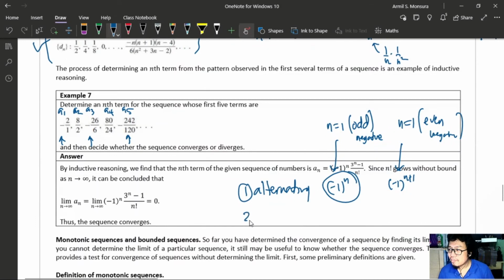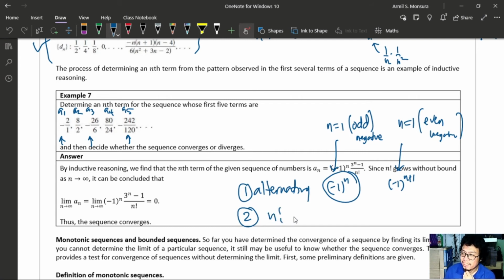Number 2, let's look at the numerator. The numerator is 2, 8, 26, 80, 242. You might have a difficult time finding a pattern for that one. But as you can observe, that number actually grows very large in the first few terms. There are two numbers that would grow very large eventually.